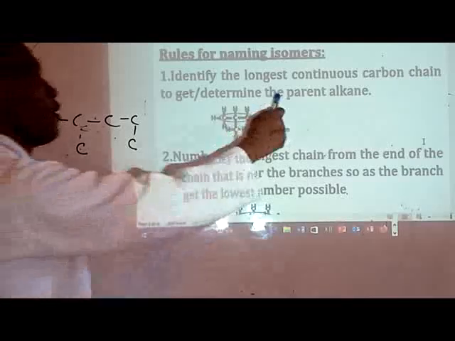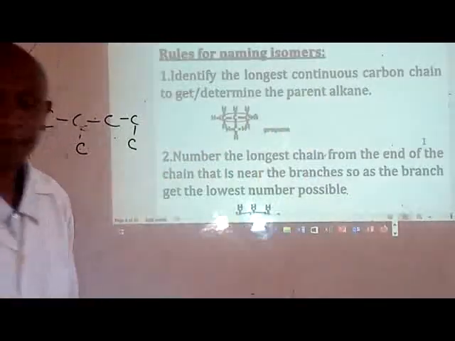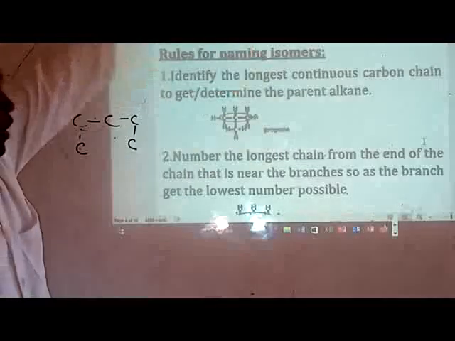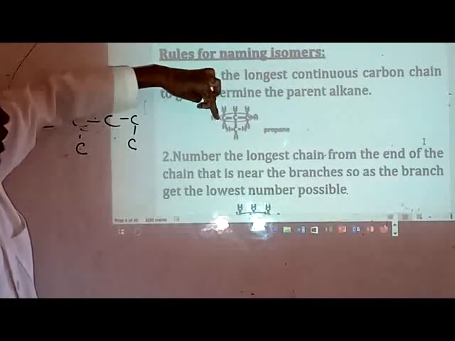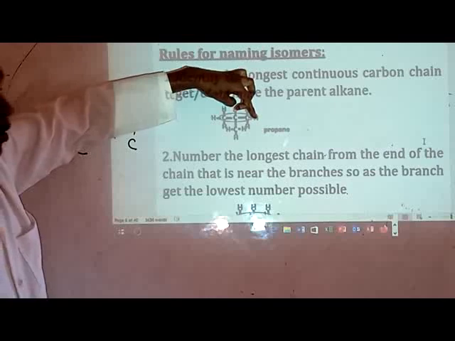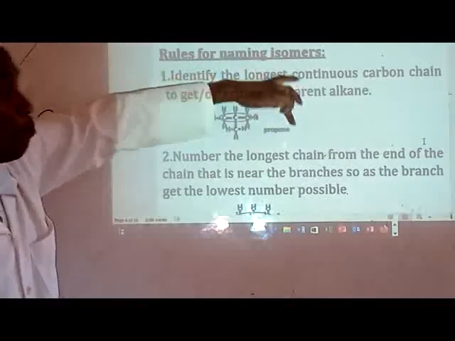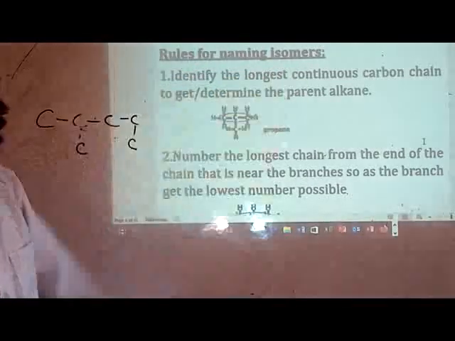So the longest continuous chain is considered to be the parent alkane. So for instance, the one that you drew up there, the longest continuous chain has 3 carbon atoms. Therefore, it is a propane. The longest continuous chain is a propane.